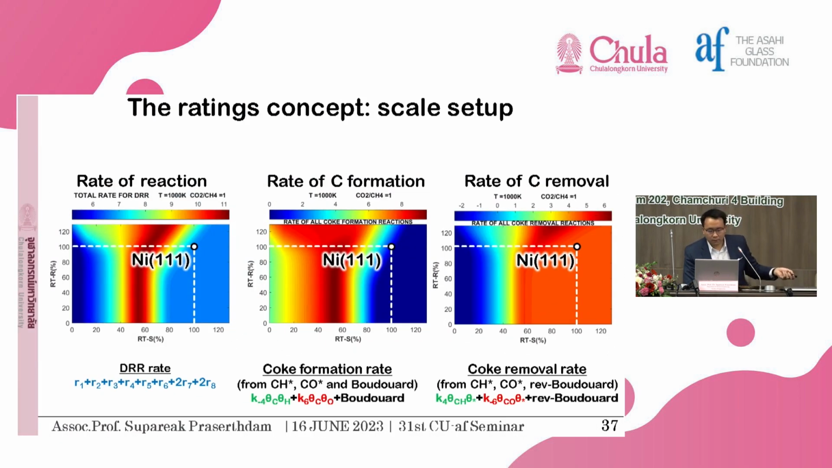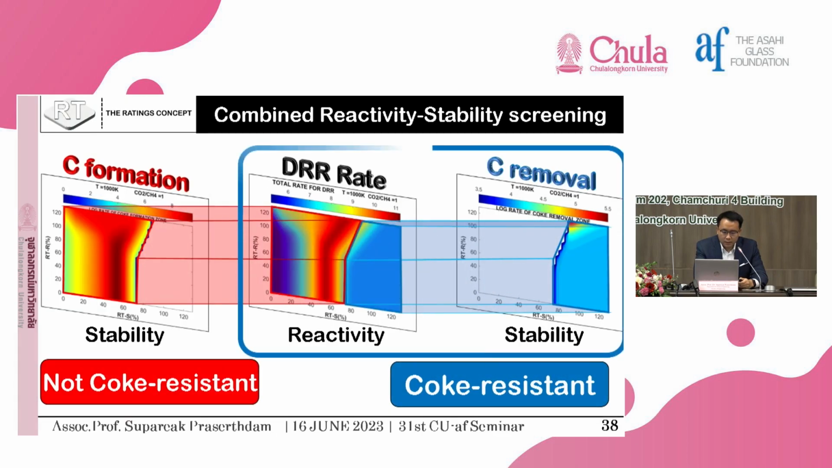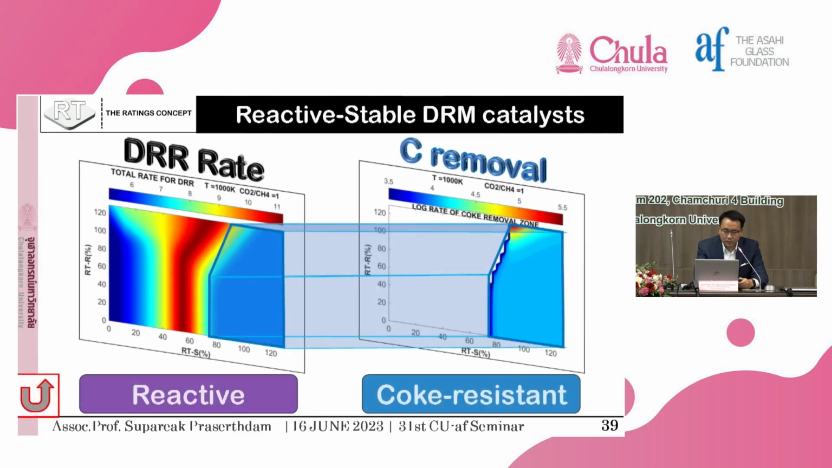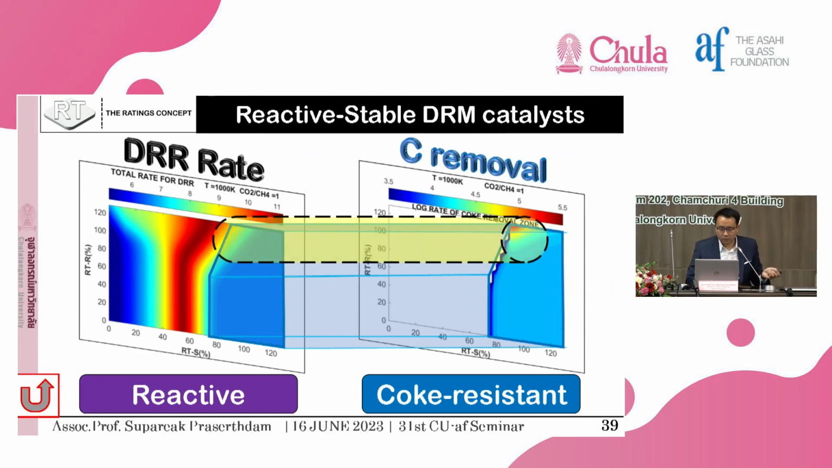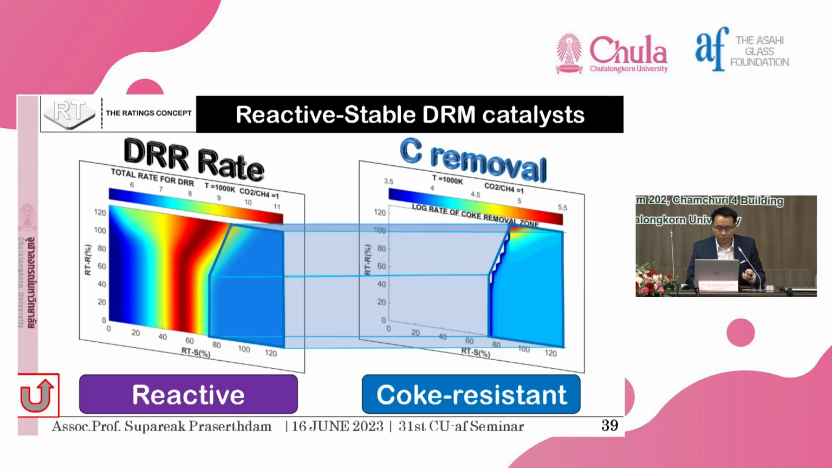Then we construct all of this based on, for example, the reactivity. We consider the rate of the total reactions, and for the stability, we must see both sides, the formation of the coke and the removal of the coke. By intersecting these three, we can see that the desired region is the intersection between the coke-resistant region and the active region. The desired catalyst ends up in this yellow zone. So this is the active and stable region. If you have a new material, you can now screen for the new catalyst. And if it's out of this zone, it may be less active or less stable.